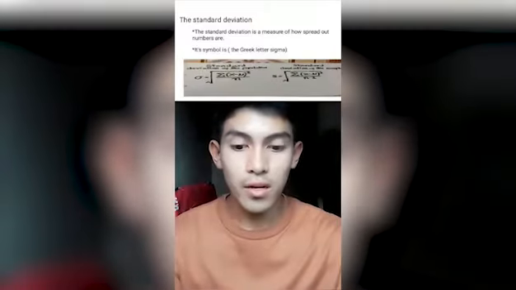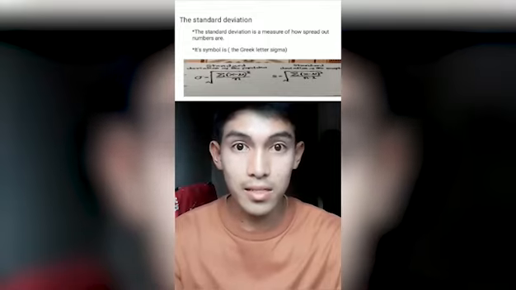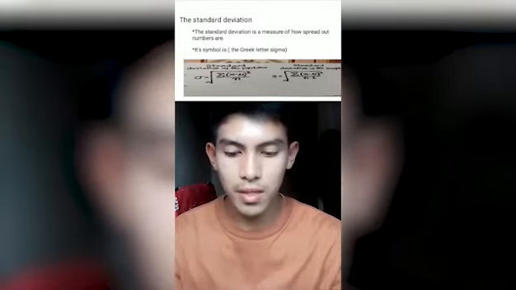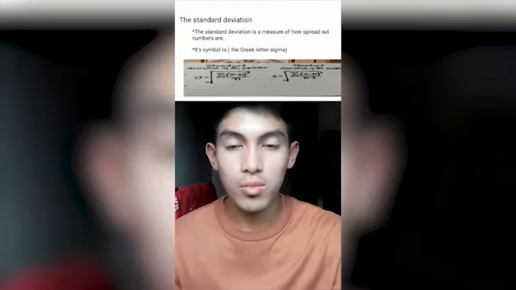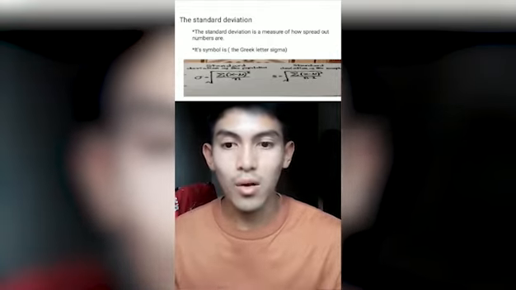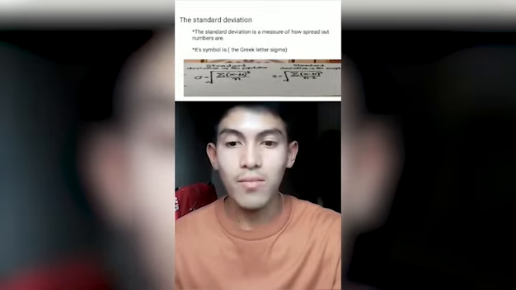For standard deviation, the standard deviation is a measure of how spread out numbers are. Its symbol is the Greek letter sigma. Standard deviation of the population: for getting the standard deviation of the population, we're going to use this formula, or simply get the square root of your variance. We no longer have the square here because it is only the small letter s, or simply get the square root of the formula for the variance of the sample.